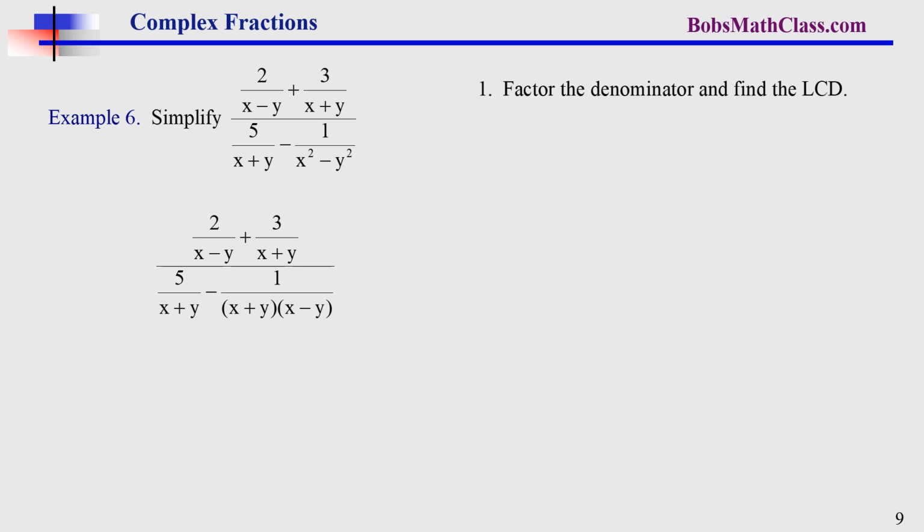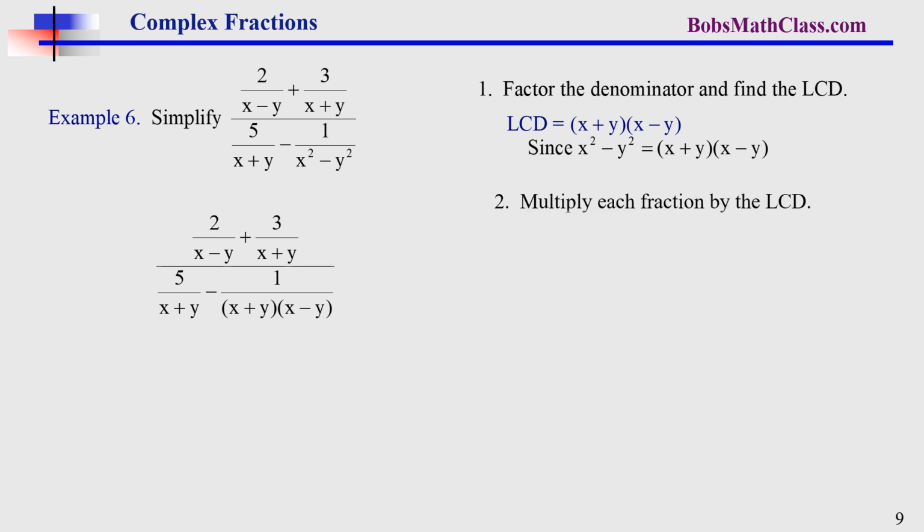Okay, now our LCD is x plus y and x minus y. The most x plus y's would be 1, and the most x minus y's is also 1 in any denominator. So that will take care of each denominator. When we multiply each fraction by the LCD, there should be nothing left in any of the denominators. Okay, so let's multiply each of them by x plus y, x minus y.